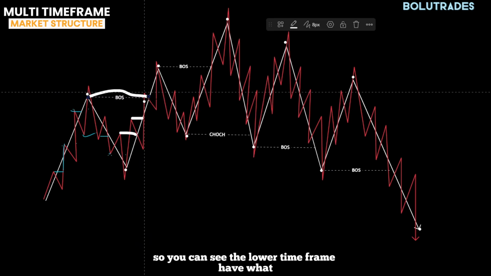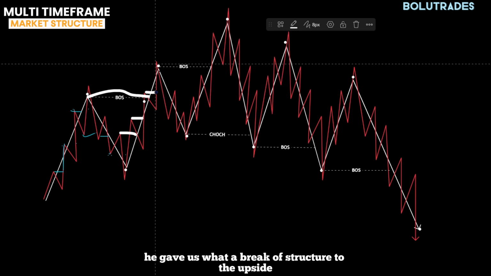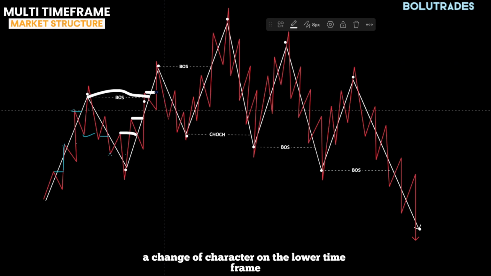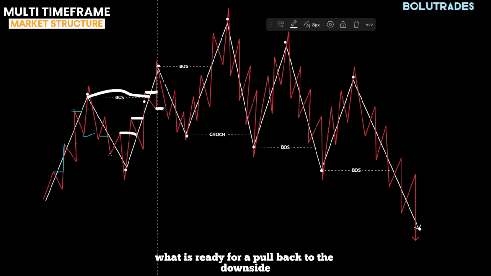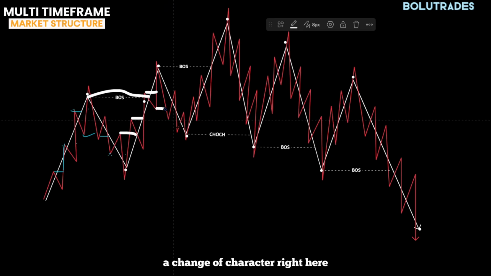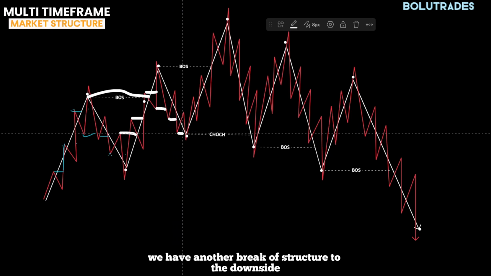So you can see the lower time frame gave us a break of structure to the upside. So when it gave us a break of structure to the upside, we have a change of character on the lower time frame, meaning the higher time frame is ready for a pullback to the downside. So you can see price give us a change of character right here, breaking structures to the downside. Another one, we have another break of structure to the downside.